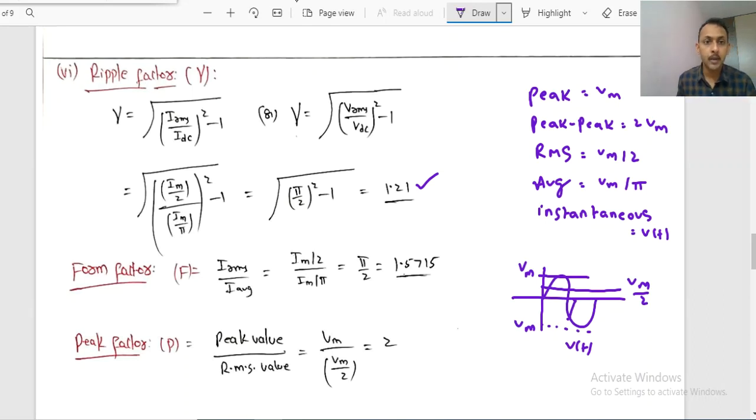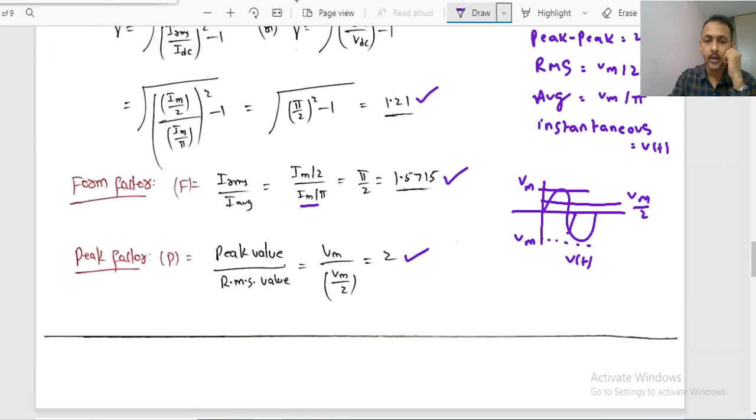So dear students, observe what I want to say: form factor equals IRMS by average value. IRMS equals Im by 2, divided by the average value Im by pi. We will get pi by 2, which is nothing but 1.57, the form factor. Keep in mind this is for the half wave rectifier. For the full wave rectifier again the values will change, right? Now the peak factor, peak value by RMS value: Vm by Vm by 2, the peak factor is 2 for the half wave rectifier.